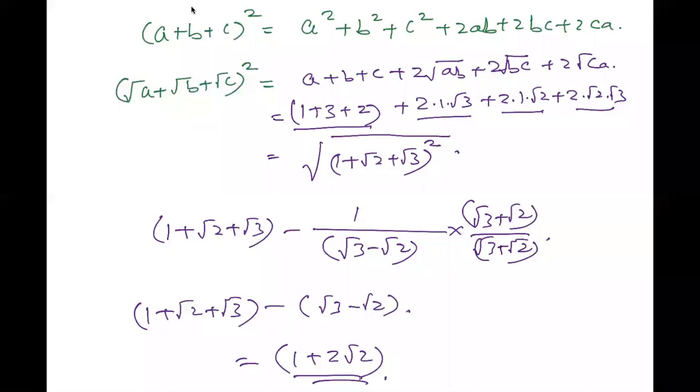Sir? Yes? It should be root 3 plus root 2, right? Root 3 plus root 2, second last step. So plus, this is plus. So these both will cancel out, only one is the answer. Both will be cancelling out.